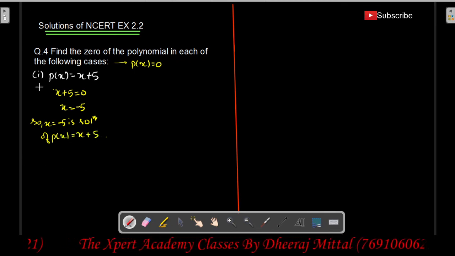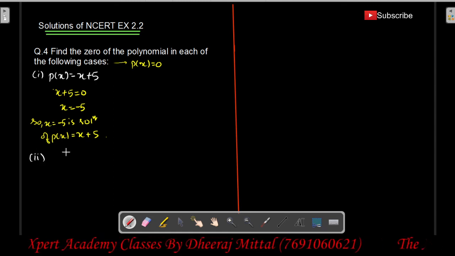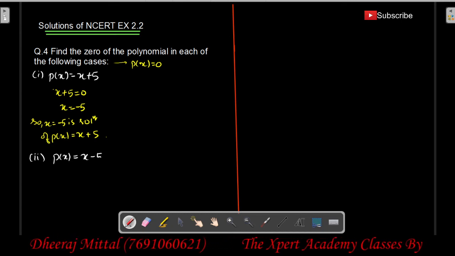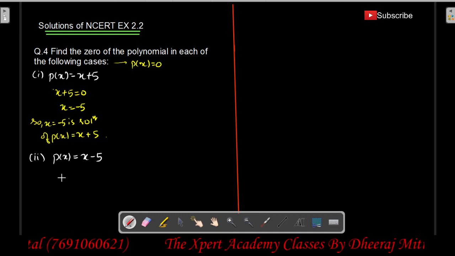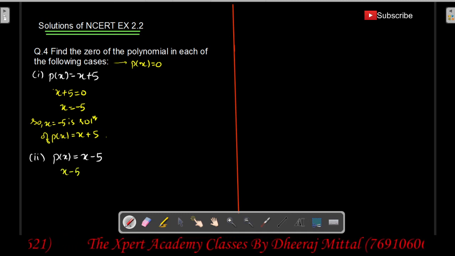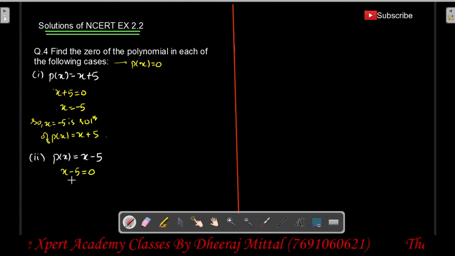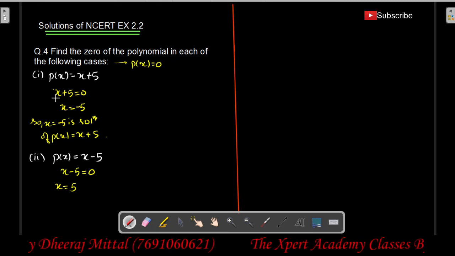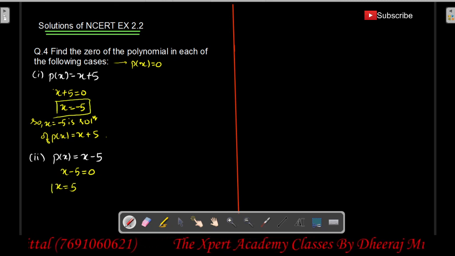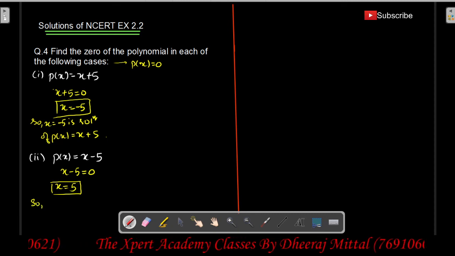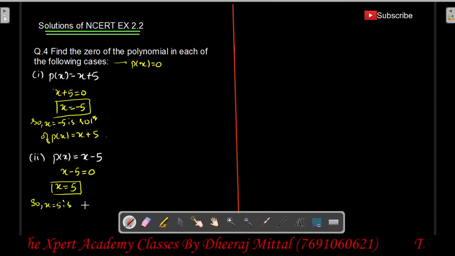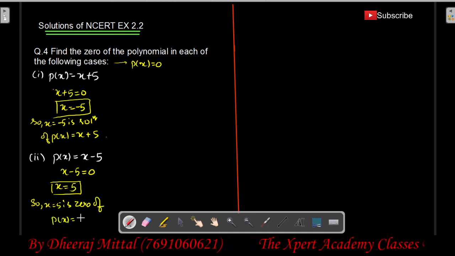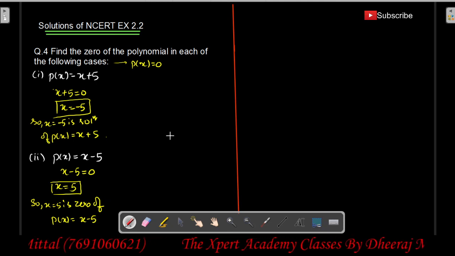Now second part, p(x) is equal to x minus 5. So on putting, x minus 5 is equal to 0. Minus 5 goes to the other side and becomes plus 5. So x is equal to 5. So here x is equal to 5 is the solution. So x is equal to 5 is a zero of p(x) is equal to x minus 5.